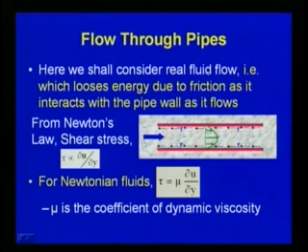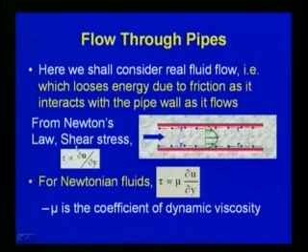Here we shall consider real fluid flow, that means fluid flow which loses energy due to friction as it interacts with the pipe wall as it flows. If we consider Newton's law of shear stress, we can see that the shear stress is proportional to the velocity gradient, del u by del y. Here this is the pipe flow, and if you consider the flow in this direction, then due to the viscous effects there will be shear stress in the other direction as well.